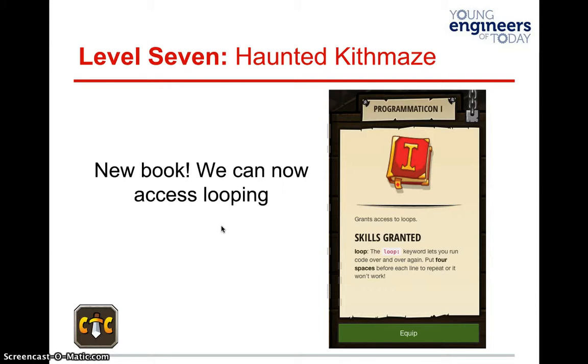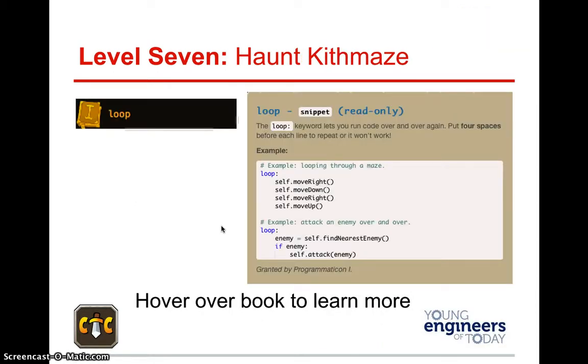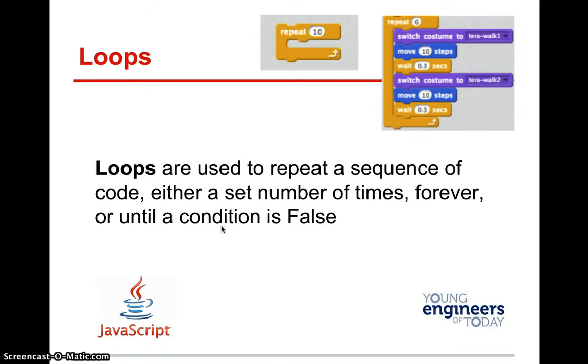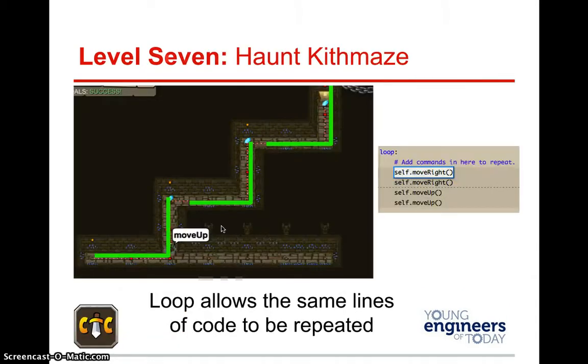This allows you to do looping, repeating behaviors, in the Haunted Kithmaze. Here's an example of what looping looks like. If you've ever done Scratch, there are examples of that. Loops are used to repeat a sequence of code, either a set number of times, forever, or until a condition is false. You need to do this loop behavior over and over, and it gets you to go. If you notice, it's the same steps, right twice and then up twice. And a lot of times you get bonus points on levels if you can shorten the code.